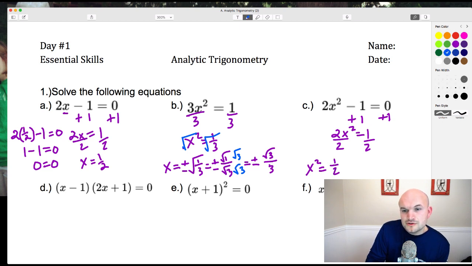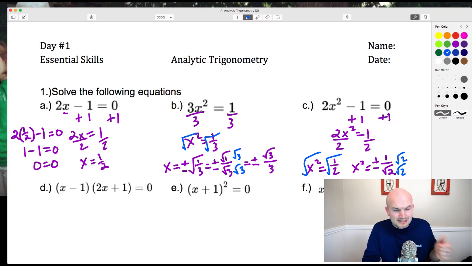Now again, introduce the square root on both sides. So x equals plus or minus, and again I can just rewrite this as 1 over the square root of 2. If I go ahead and rationalize the denominator here, multiply by the square root of 2 over 2. Notice I'm rationalizing the denominator here. Before I was multiplying by square root of 3 over 3, here I'm multiplying by square root of 2 over 2. Again, you want to multiply by the same value as what your square root is.